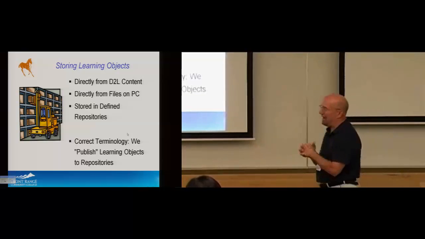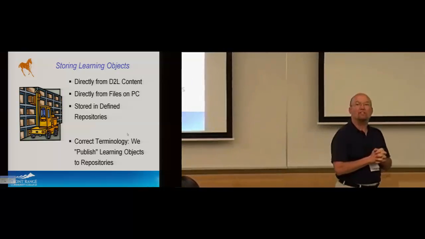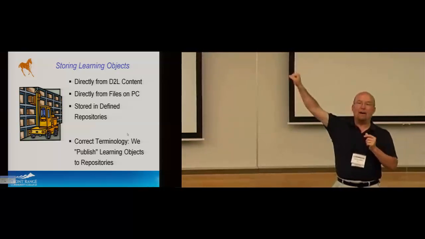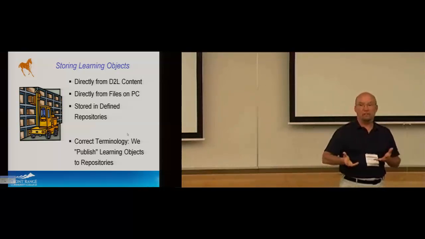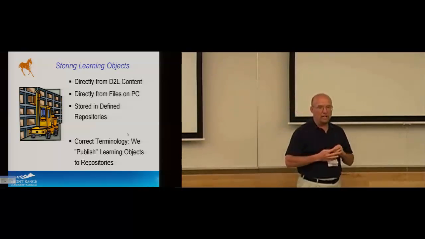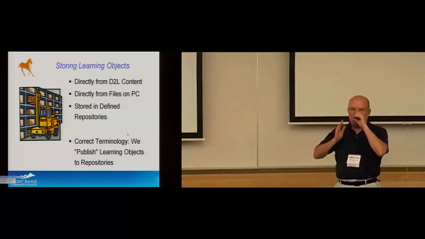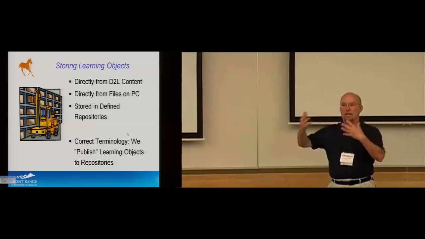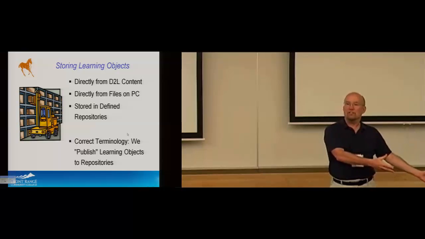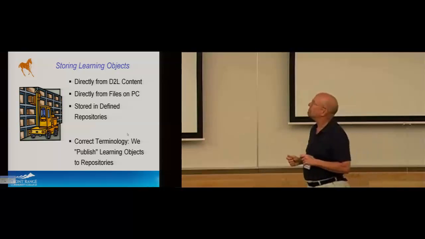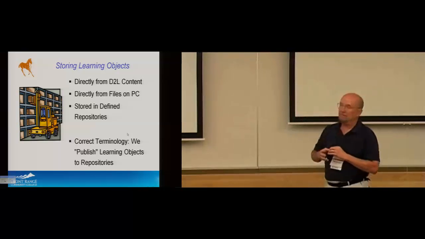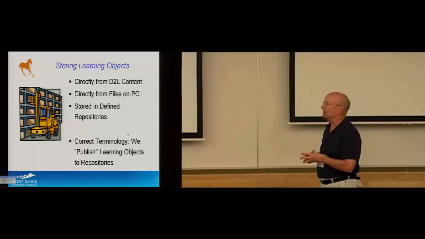You can store these learning objects most typically from a Desire2Learn course. You set up a course with content, and you take the content from that course and put it out in the repository so that others can see it and use it. You can also go straight from files on your computer. You can take e-learning kind of things and publish that directly. You can take things that have been exported from Desire2Learn or other systems and put that out there. The correct terminology for this is that we publish these objects to the repository.